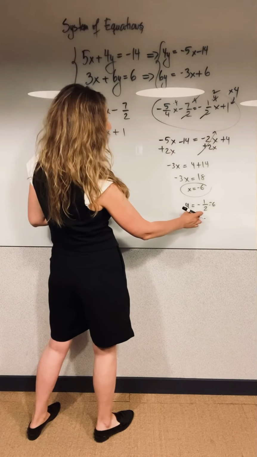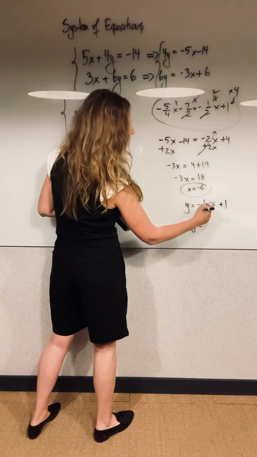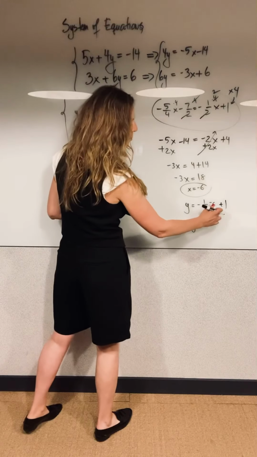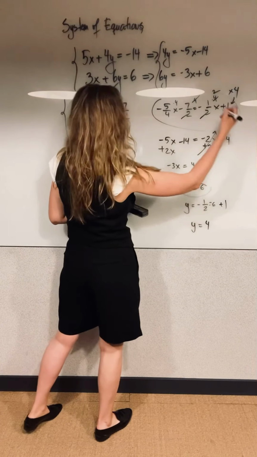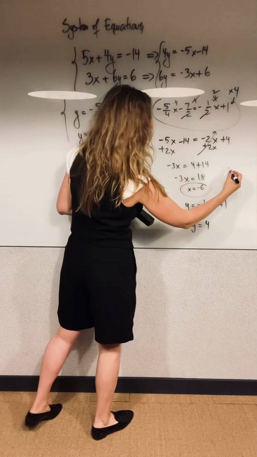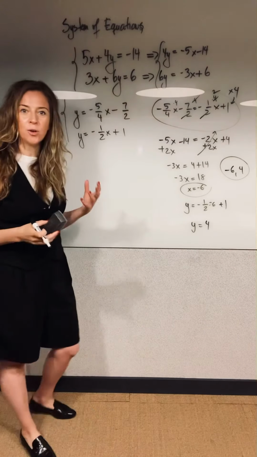Negative 1/2 minus 6 plus 1. All right, and what is happening here? Negative over negative is a positive. So this is 3 plus 1, 4. All right, so guys, we already have negative 6 and 4. And this is our point of intercept.